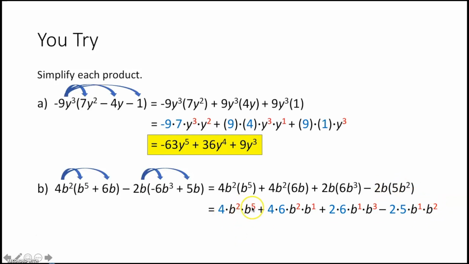Here, b squared times b to the fifth, we add those exponents, we get b to the seventh. Here, b squared times b to the first, we add those exponents, we get b to the third.